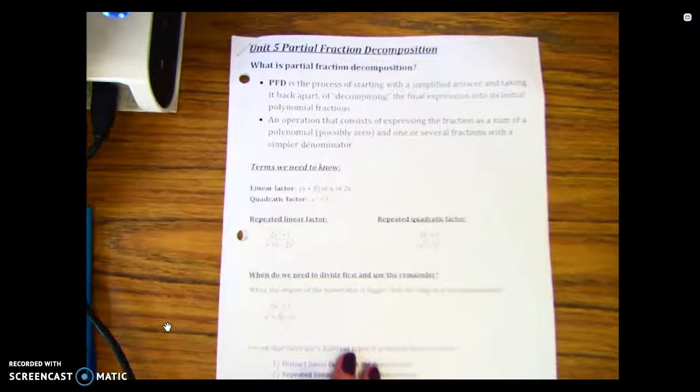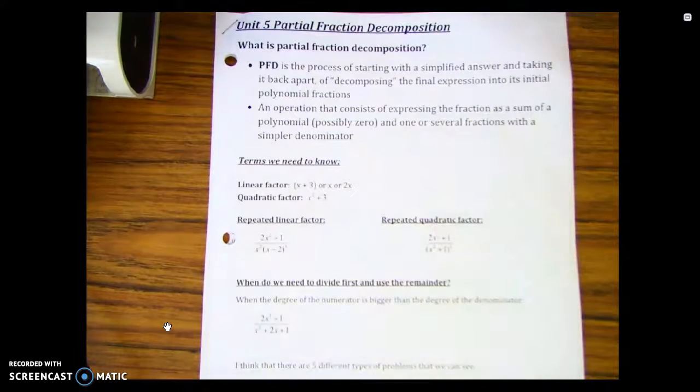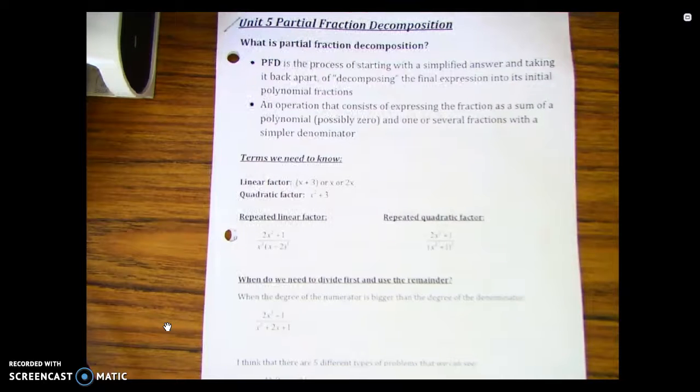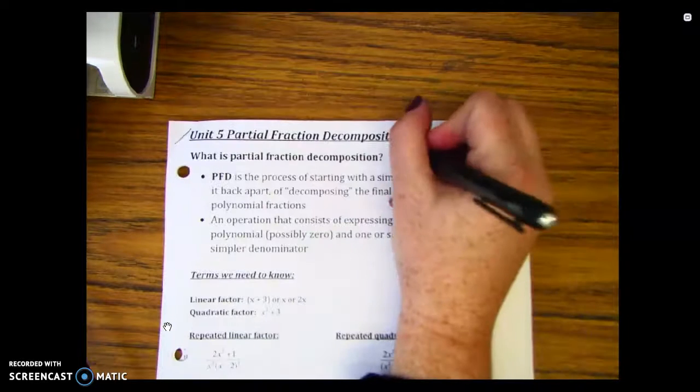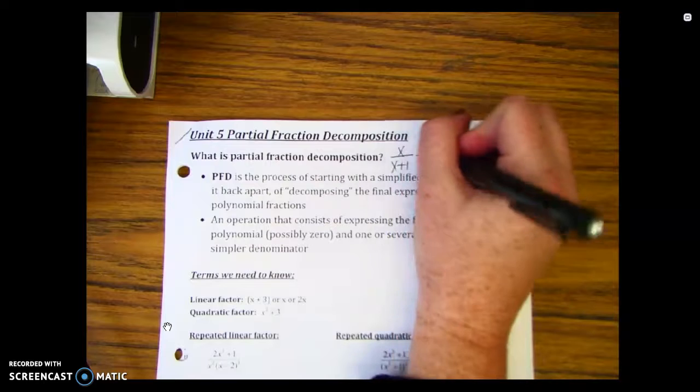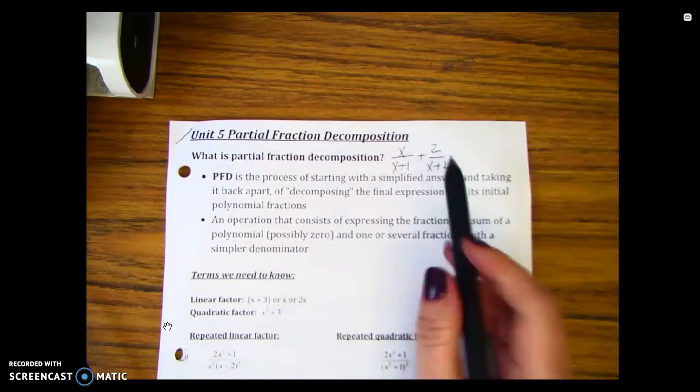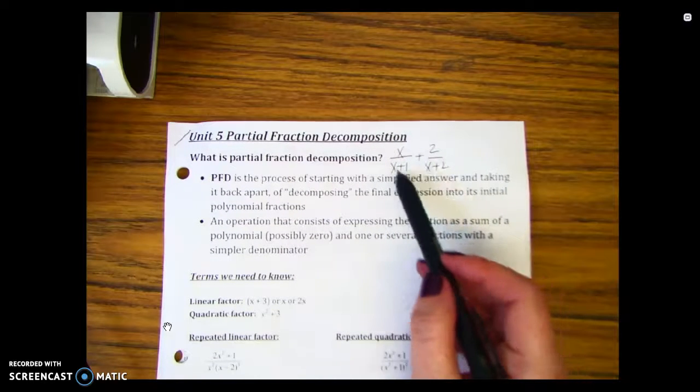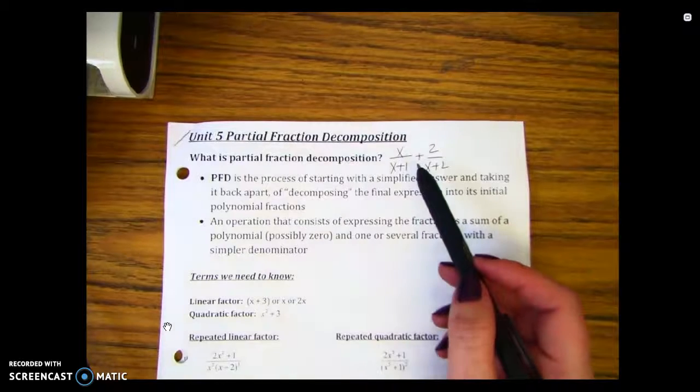Okay, so the first topic of Unit 5, it's very short, 2 tasks. The first topic we're going to do is partial fraction decomposition. Basically that means we usually start with rational expressions that look like this, and we get a common denominator, we combine like terms, and all that stuff. We're going to go backwards now.